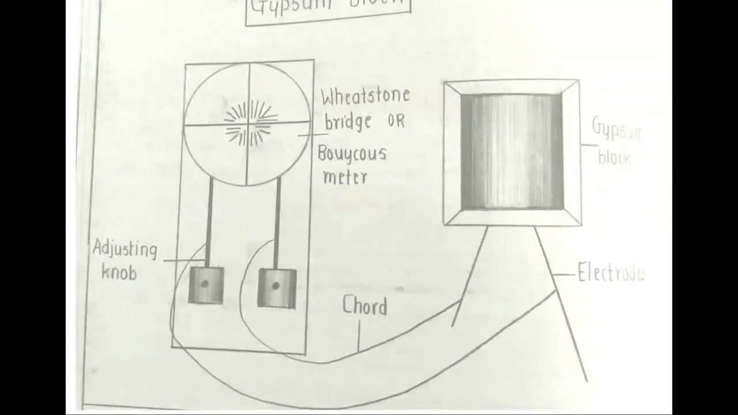And when the soil is dry, conductivity is less, and when the conductivity is less, resistance is more, and that we can measure on a Wheatstone bridge or Bicos meter. So this is the simple principle of working of the gypsum block.